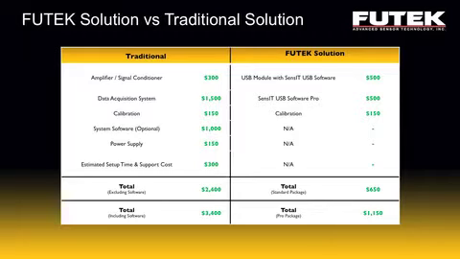If you compare that to Futek's solution, we offer the USB module with our Sensit USB software at $500. We offer the Pro version of the software for $500 more, and calibration at $150. The total standard package is now $650 and the Pro package $1,150. As you can see, there's a significant cost savings compared to the traditional solution.